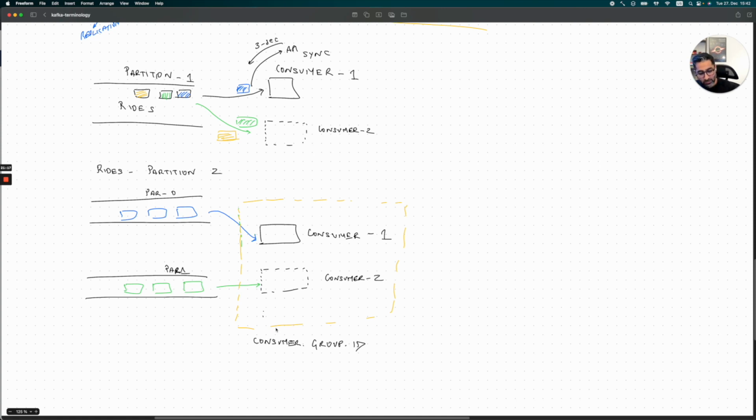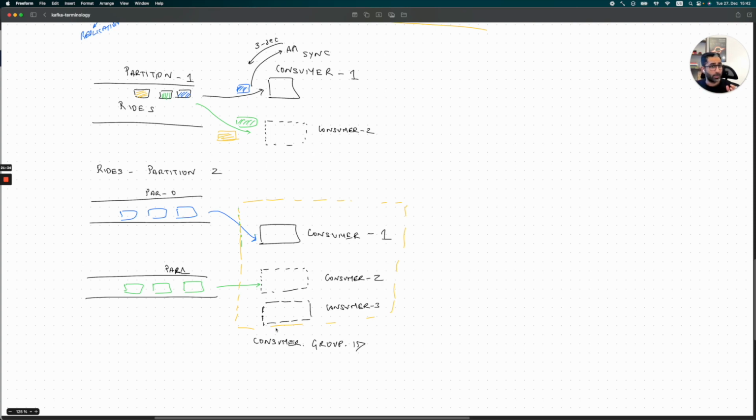What happens now if you introduce a third consumer? Let's say you introduce another consumer, consumer 3. Basically nothing will happen, because you only have 2 partitions, so you can only have 2 consumers consuming from it.